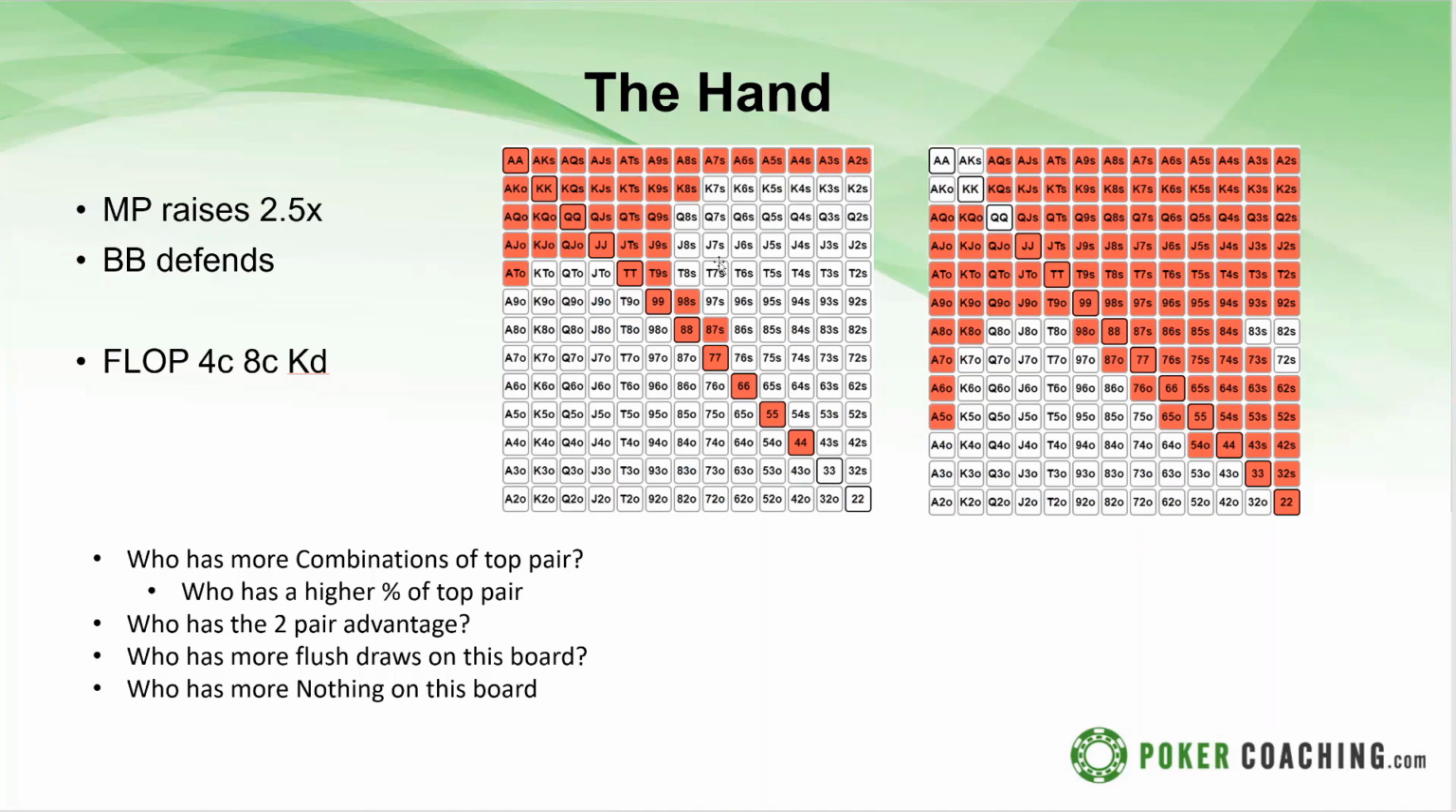So first, let's dive into this more. I got the 2 ranges up here. Middle position, big blind. Nothing's changed. 2.5 raise, big blind defends. King of diamonds, 8 of clubs, 4 of clubs.